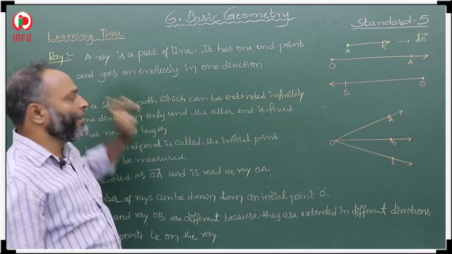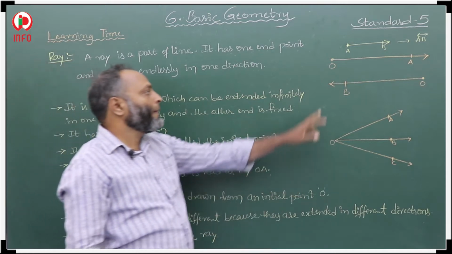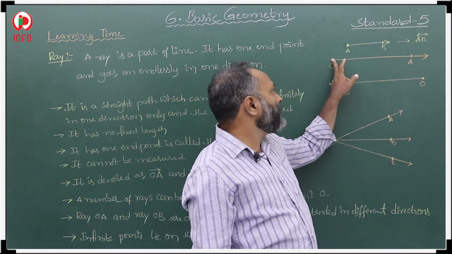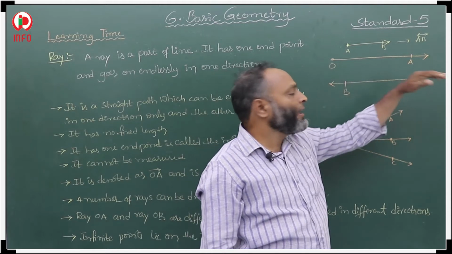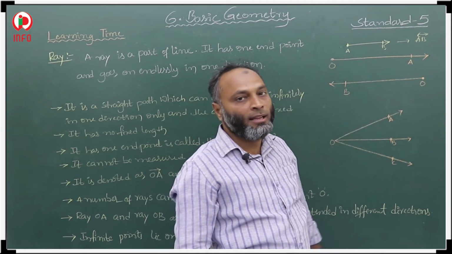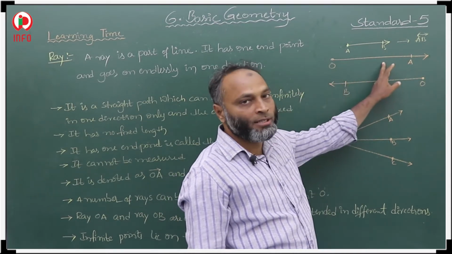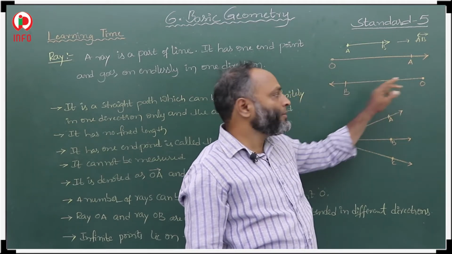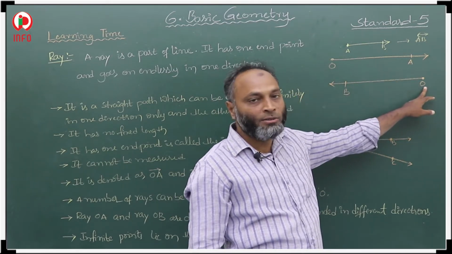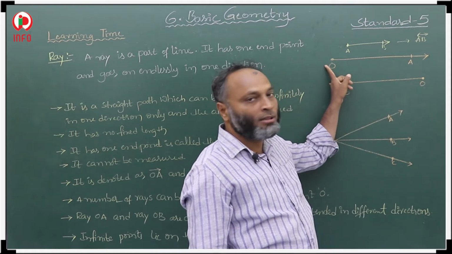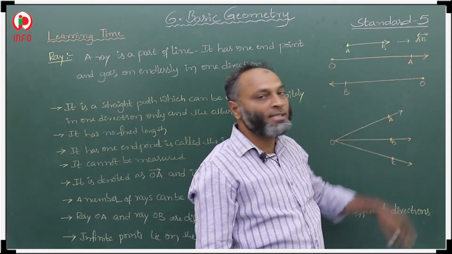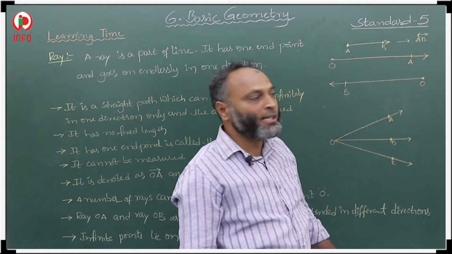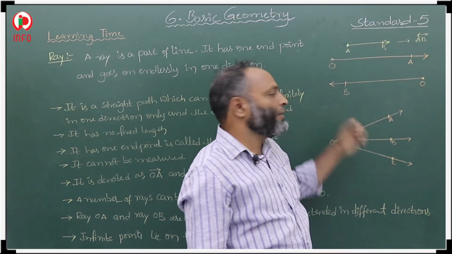So in a ray, here in this diagram, OA is a ray. O is an end point and on the other side it moves endlessly in another direction. Here OB is a ray. So O is an end point. Here O is the end point, here also O is the end point. But this ray moves right side and this ray moves left side.